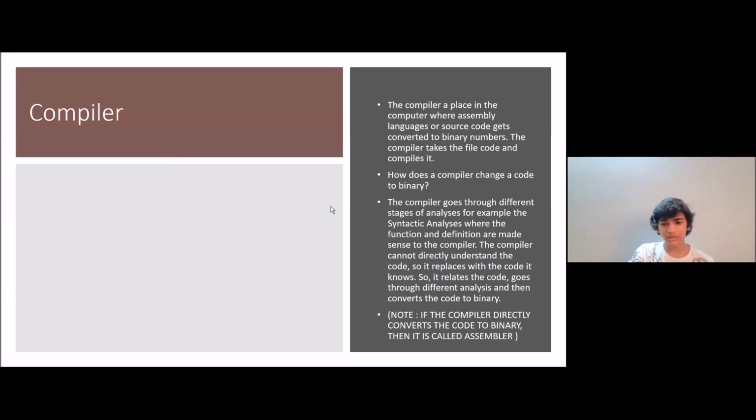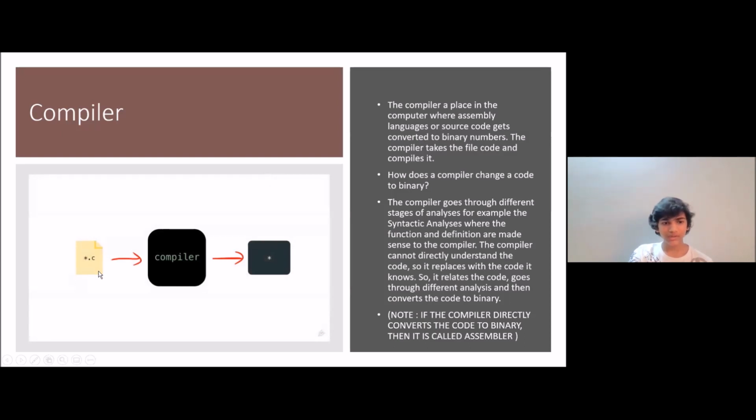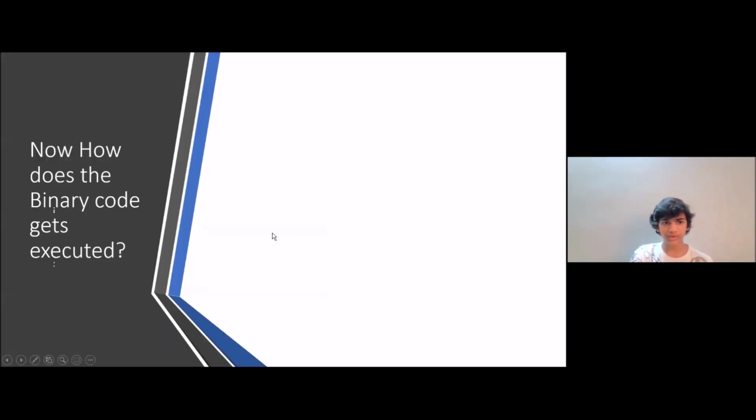One thing I would like to tell you is, if the compiler directly converts the code to binary, then it is called an assembler. You will know why I mentioned this point when we come to the networking of the computer. So this over here is a class file, which is a C program. It goes to the compiler, and then it becomes the machine code, which is the executable code of a computer.